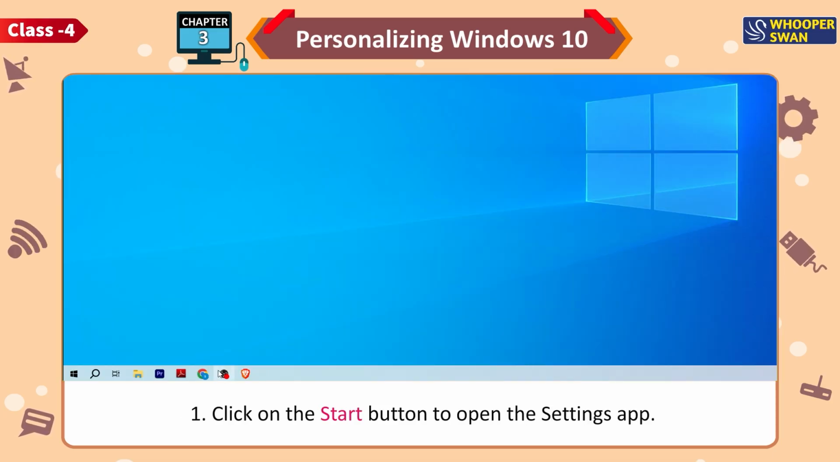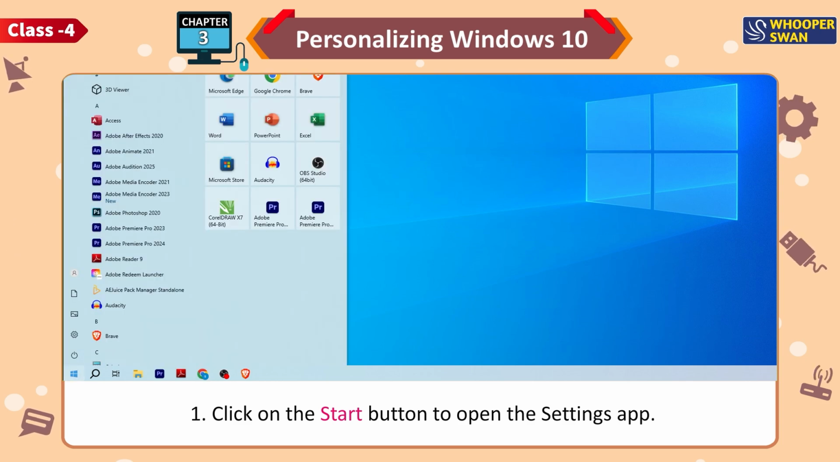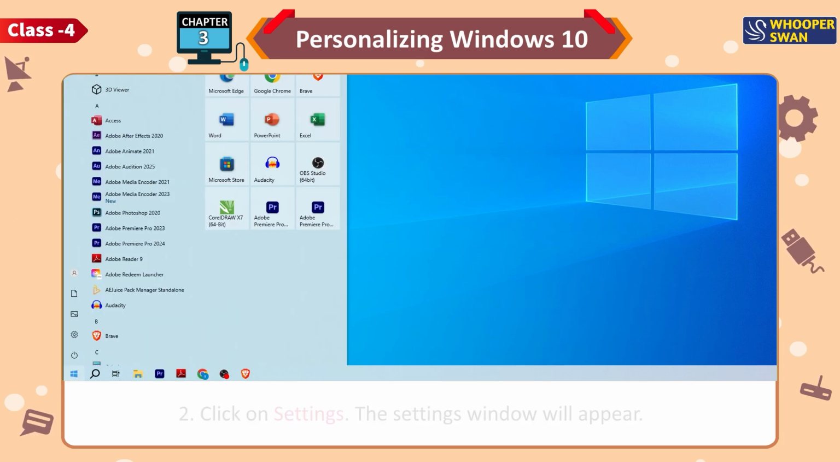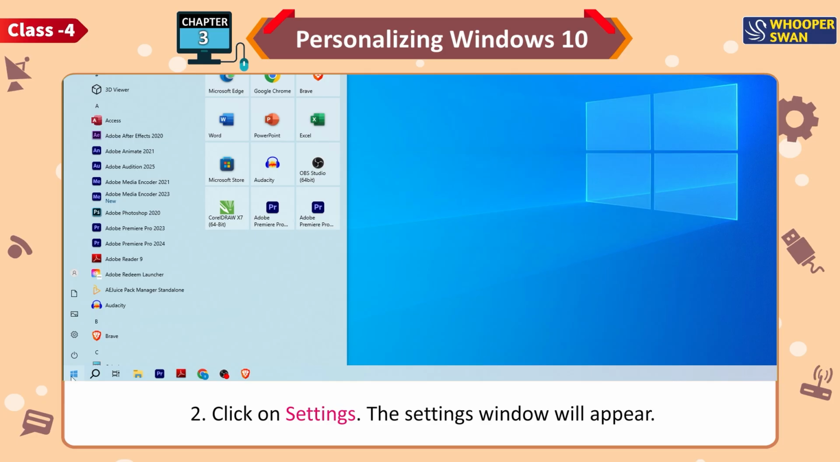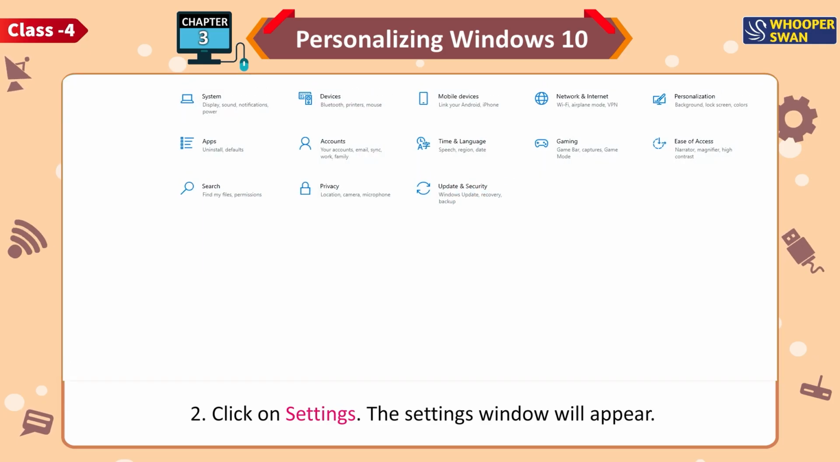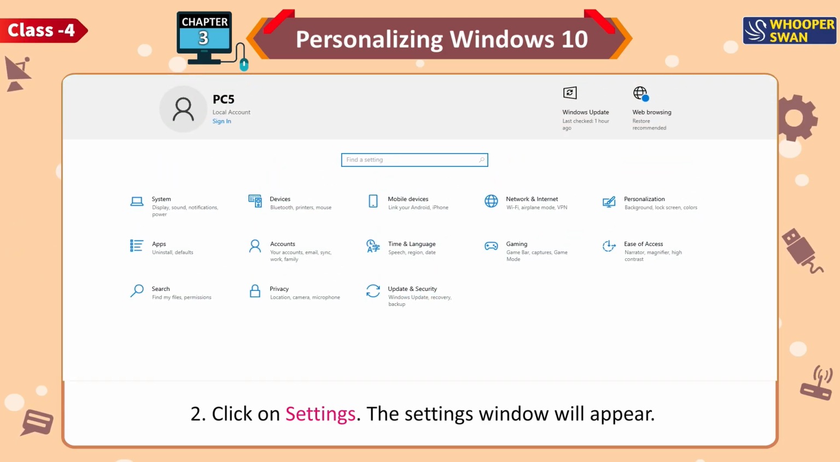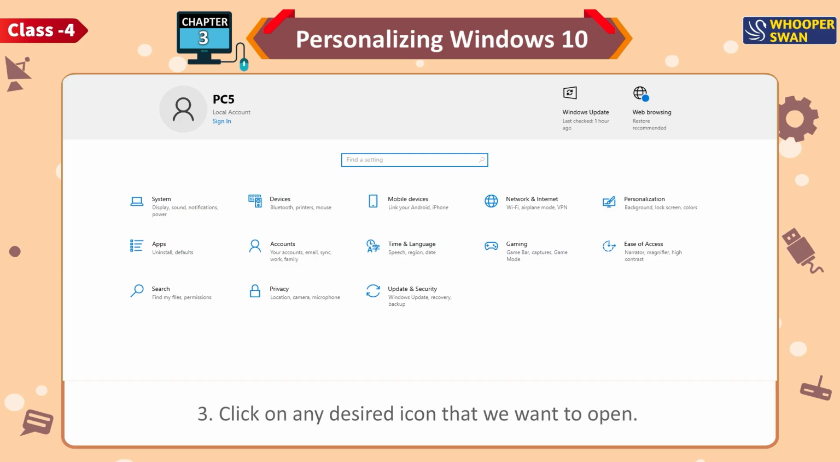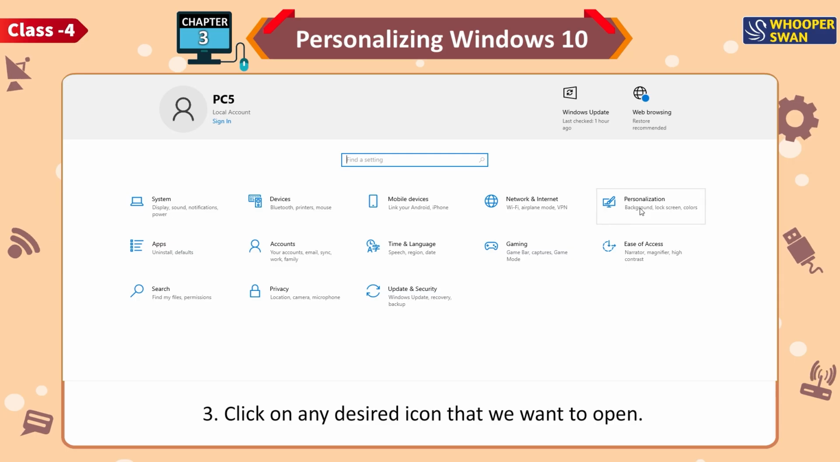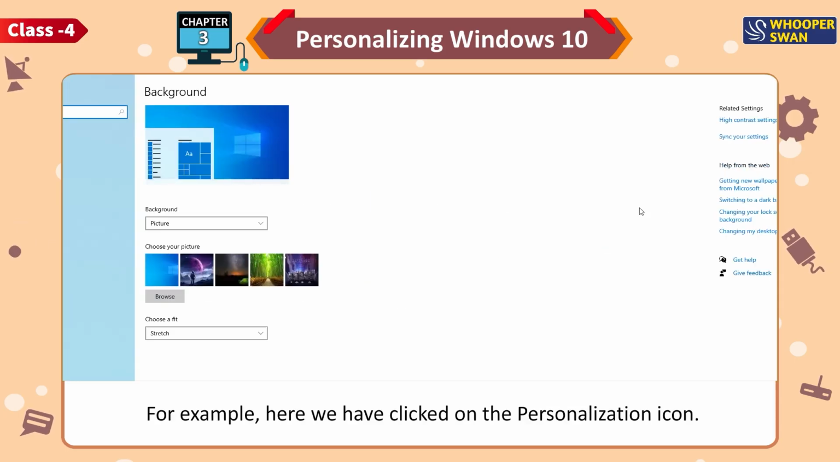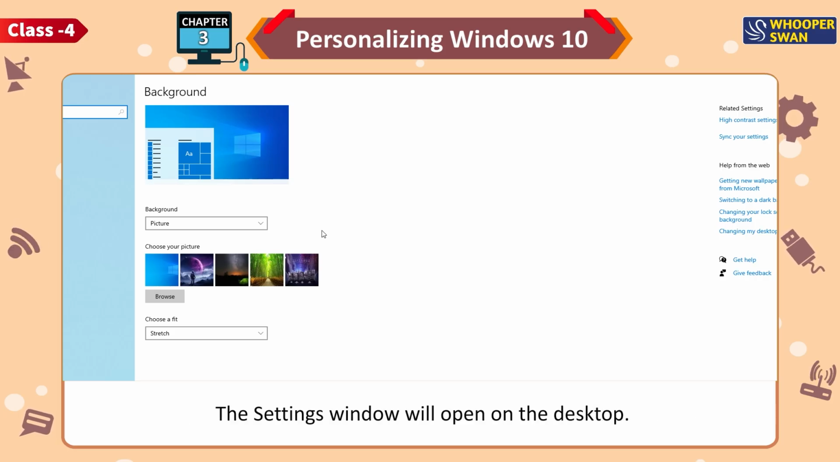Step 1. Click on the Start button to open the Settings app. Step 2. Click on Settings. The Settings window will appear. Step 3. Click on any desired icon that we want to open. For example, here we have clicked on the personalization icon. The settings window will open on the desktop.